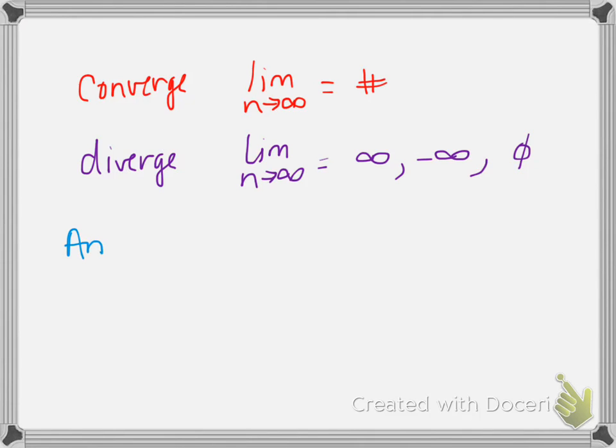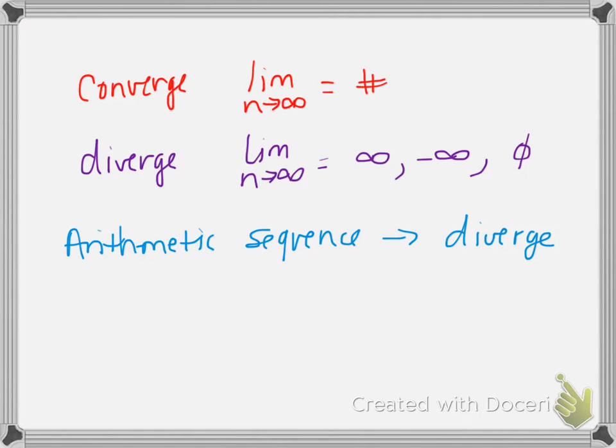First of all, if you have an arithmetic series or sequence, they always diverge. Because think about it, any sequence that I have that is arithmetic would look like a line if I connected the points. And so if it's a line, it's either always going up or it's always going down. And so the limit for an arithmetic sequence is always going to be either infinity or negative infinity. So that's why they always diverge.